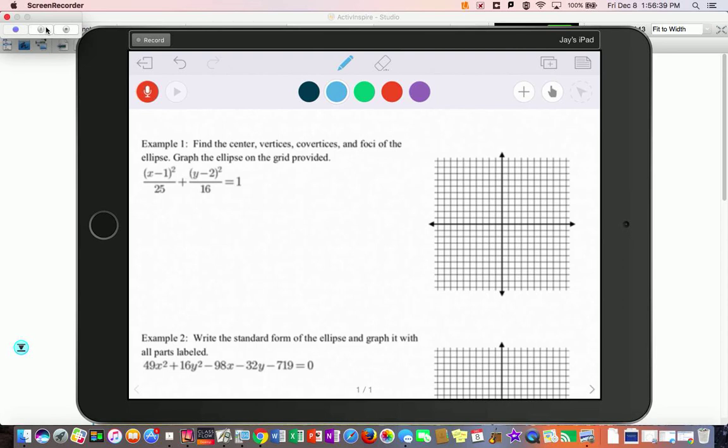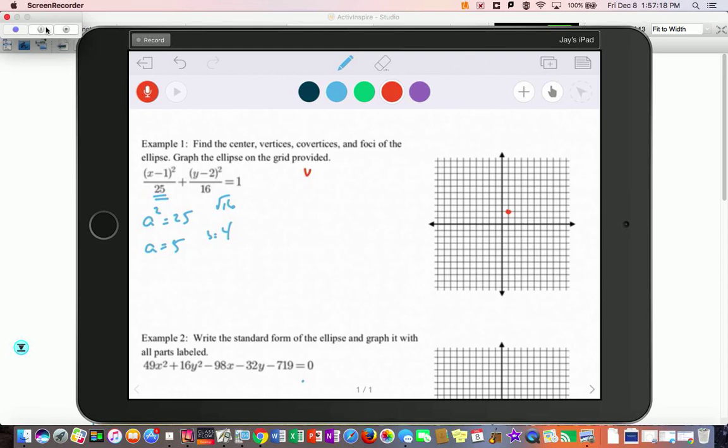So I would take what's under the x. Now, technically speaking, that is the biggest denominator, so we're going to call that a squared. Now, a would have to be 5 to get 25, so basically just take the bottom number and square root it. So the square root of 16 is 4, and technically that's b. Now the center comes from the h and the k right there. So 1 to the right, up 2.